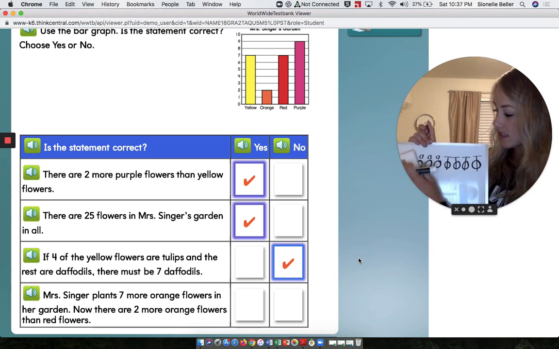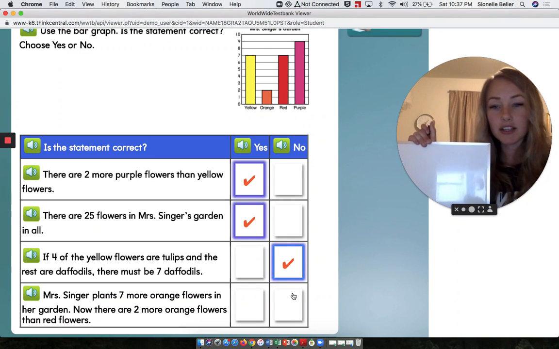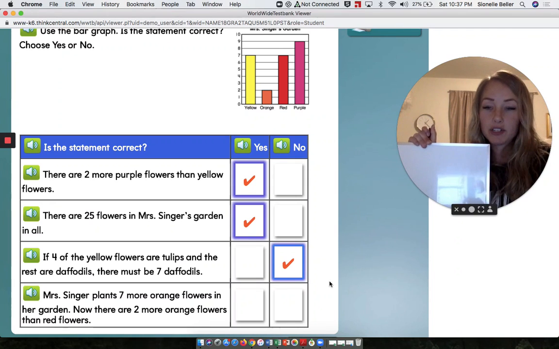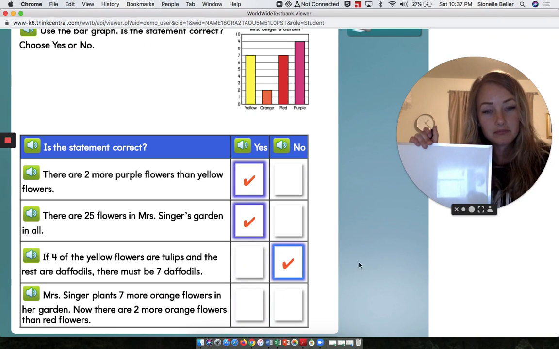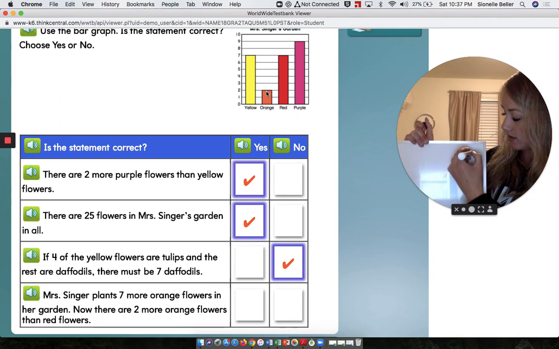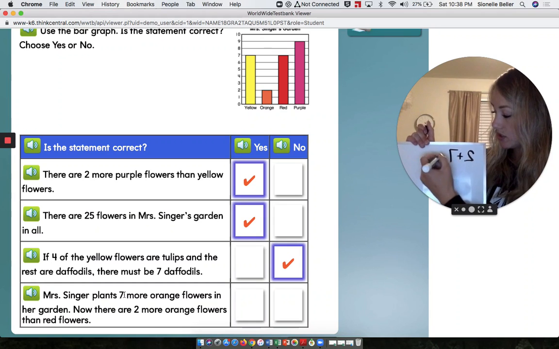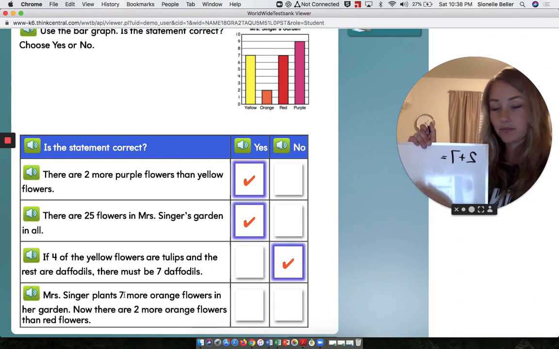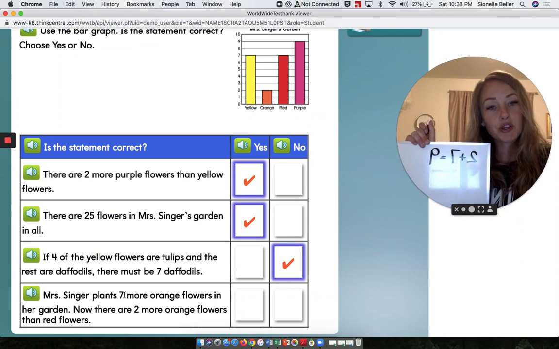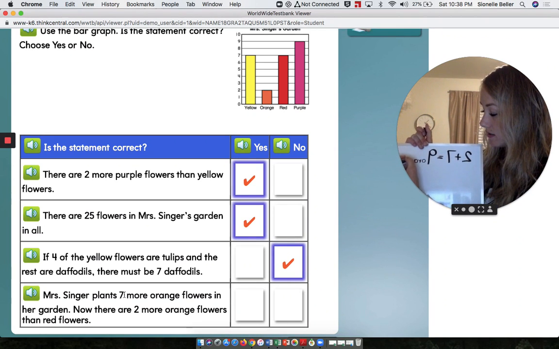Okay? The last one on here says, Mrs. Singer plants 7 more orange flowers in her garden. Now there are 2 more orange flowers than red flowers. Okay, let's break that into 2 parts. Mrs. Singer plants 7 more orange flowers in her garden. Right now, if we look at our graph, she only has 2 orange flowers. If she plants, look at the question, Mrs. Singer plants 7 more, how many will she have? 2 plus 7 equals 9. That means she'll have 9 orange flowers.